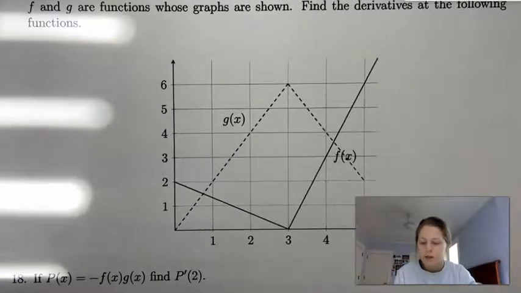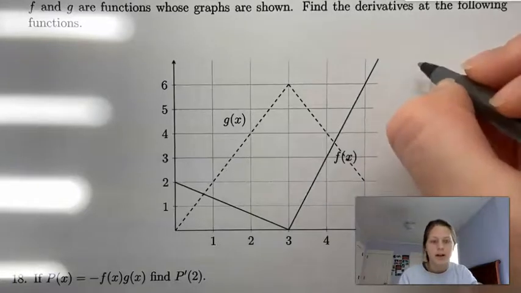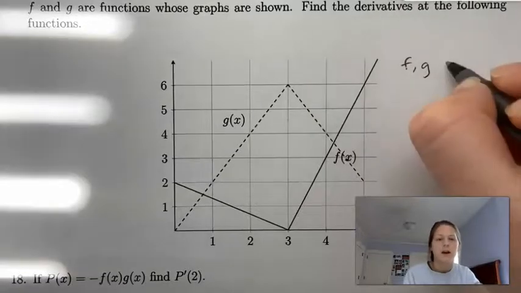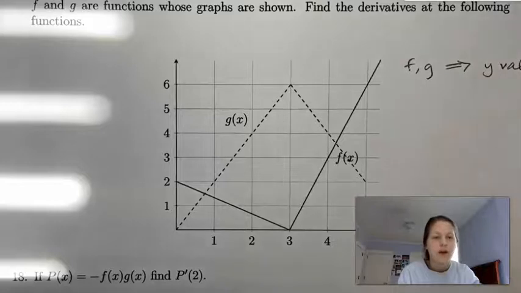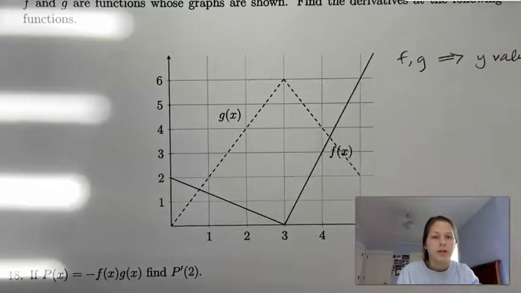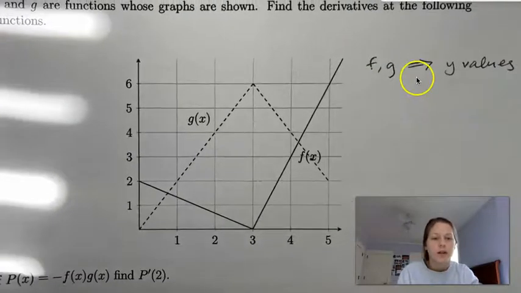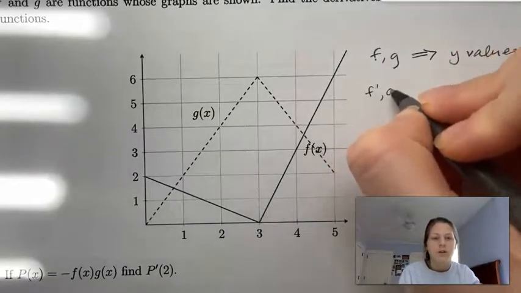Okay, so these last few questions are really similar to the first page, but instead of using the table like we had on the first page, we're going to use this graph. And so to start, we need to find the f, g, and f prime and g prime values. So I'm going to write how to find those here. For the f and g values, those are y values. And then f prime and g prime values are slopes.